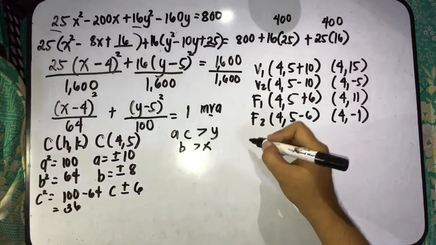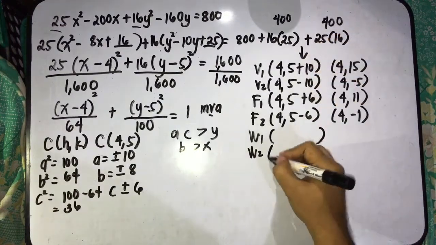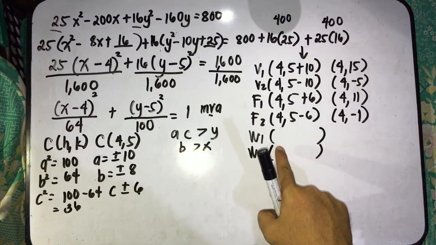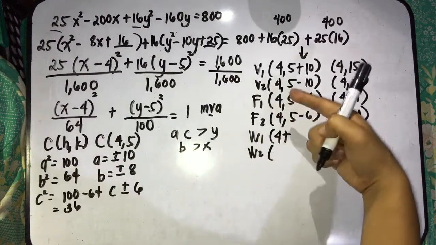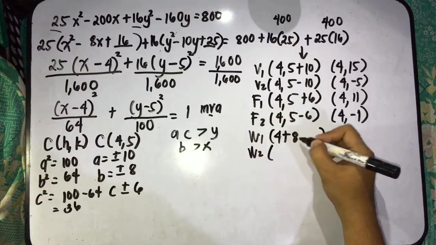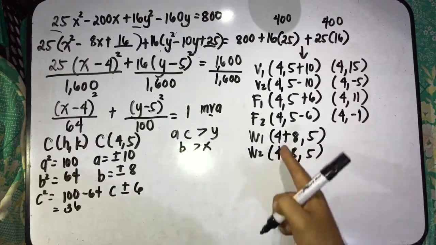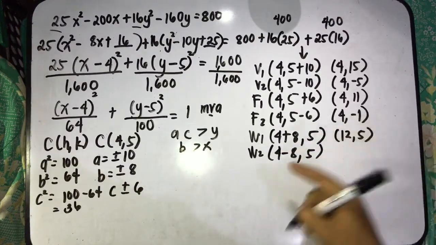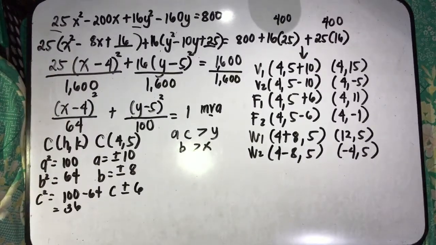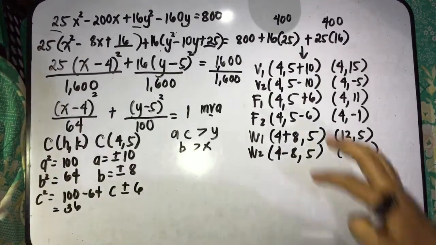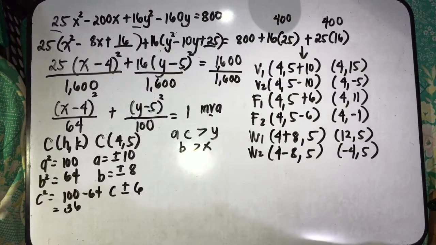Okay. Asa naman ngayon si W1 or the co-vertices? Saan natin matatagpuan? Kung dito, ginalaw natin si Y, kailangan kay W1 at W2, ang gagalawin naman natin is yung X nung C. And this becomes 4 plus, ang gagalawin natin is yung B naman. So, 4 plus 8 and then 5. W2, 4 minus 8 and then 5. 4 plus 8 will be 12 and 5. 4 minus 8 would be negative 4 and 5. Okay, so, ito na yung mga kailangan natin. So, those are the coordinates of the vertices, the foci, and the co-vertices.